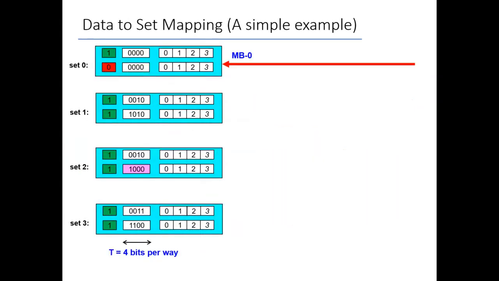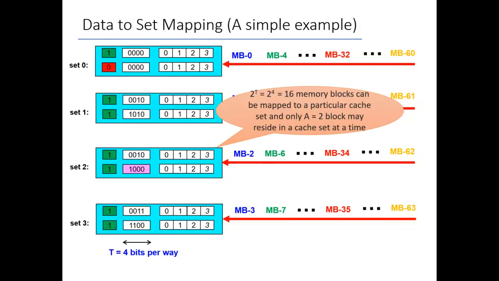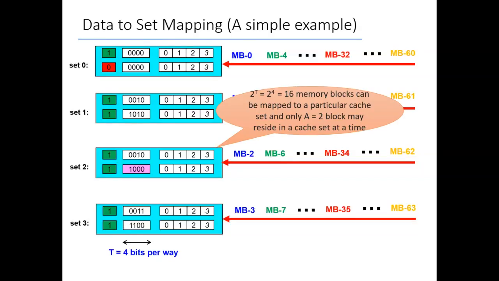So can you see here? This is another example. Block 0 is mapped here, 1 is mapped here, 2 is mapped here, 3 is mapped here, and 4, 5, 6, and 7 are here. Main memory block 32 is mapped to set 0, 33 is mapped to set 1, and so on. Got it or not got it? How many main memory blocks? Please remember, what are the t bits here?